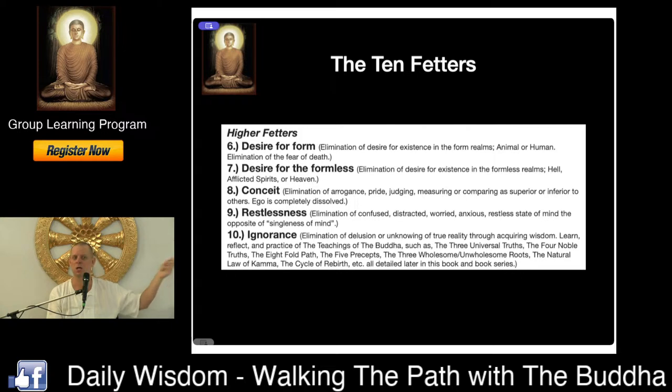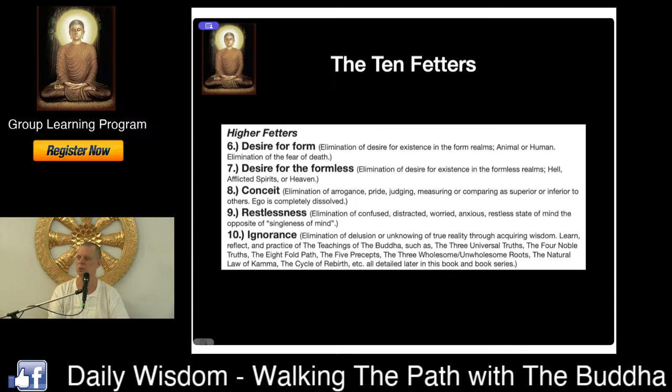Desire for formless is where you have a desire to be reborn in one of the formless realms: hell, afflicted spirits, or heavenly realm. There are people who have a desire to be reborn in hell. There are those kinds of individuals in the world. There are people who desire to be reborn in the afflicted spirit realm, which is like a ghost realm. And then there's plenty of people who have a desire to be reborn in the heavenly realm. Now, none of these realms are permanent, right? This human existence is not permanent, just like an existence in the heavenly realm is not permanent.